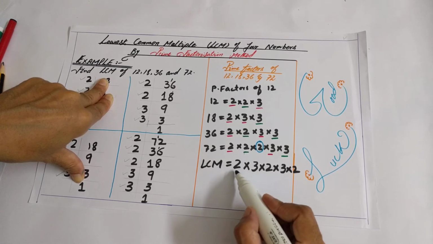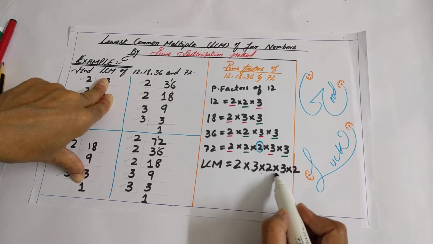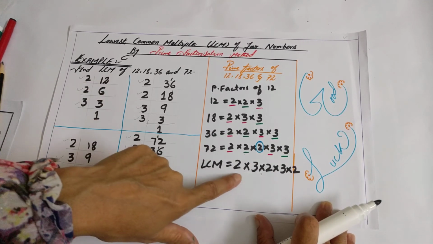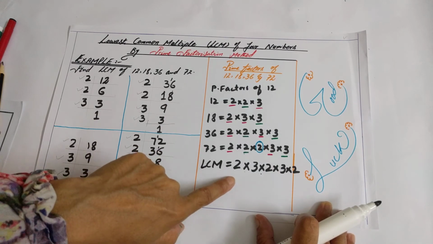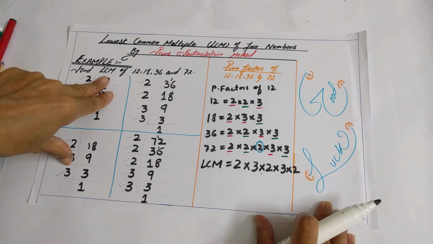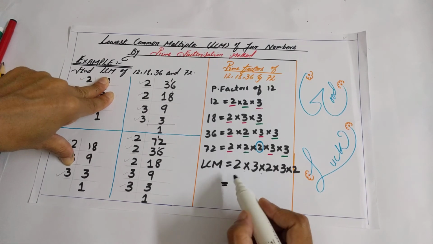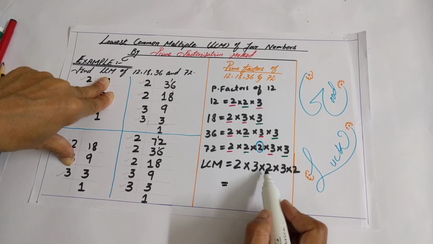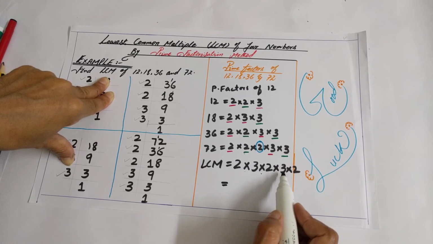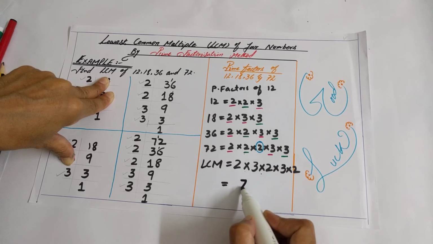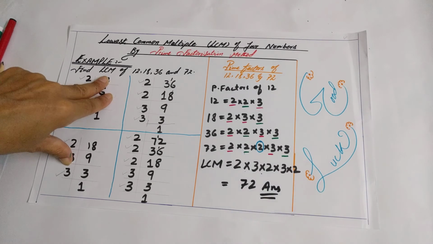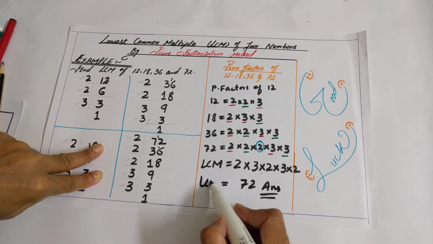So LCM is the product of all the prime factors, but we use the common factors only once. Now we will multiply all these. 2 3s are 6, 6 2s are 12, 12 3s are 36, 36 2s are 72. So our answer is 72. Got it? Very easy and very simple.